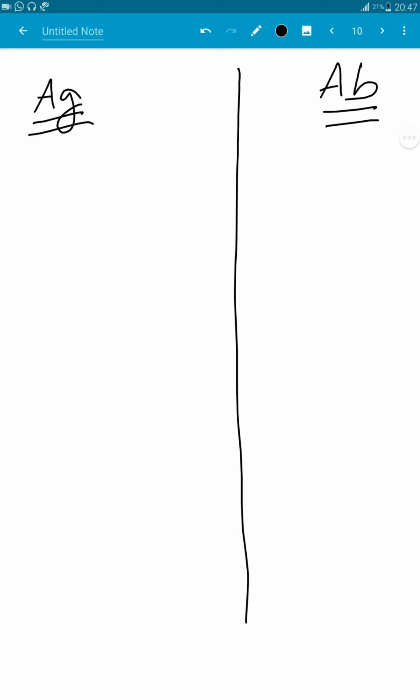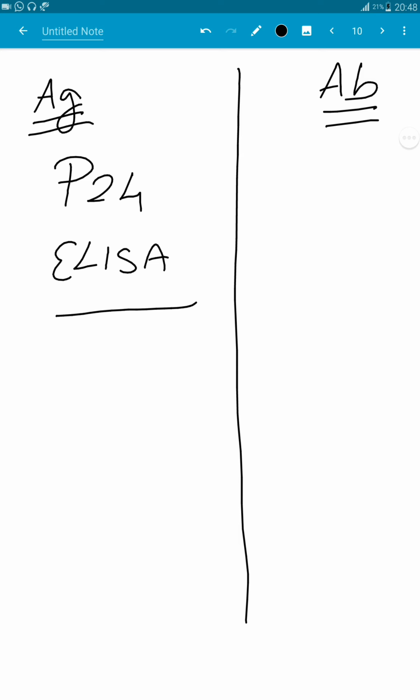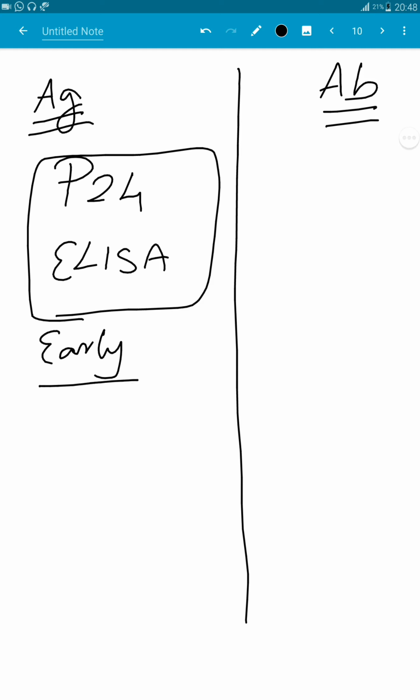Then we can test by antigen detection and antibody detection. For this, the most important MCQ which is asked: which antigen is the first to be detected? P24 ELISA. P24 is used for early diagnosis. Which antibody is the first antibody? GP41 antibody.